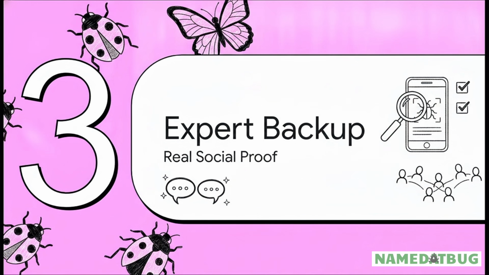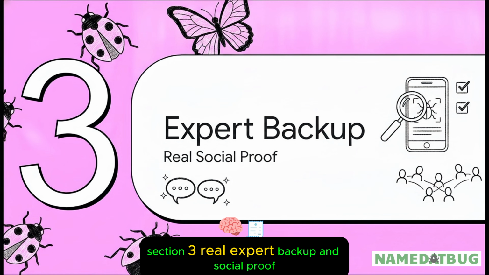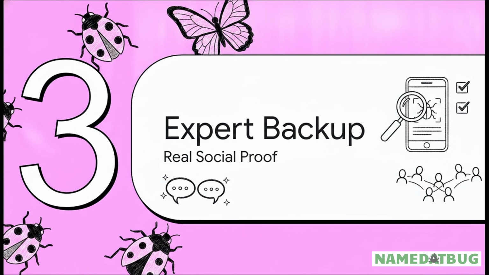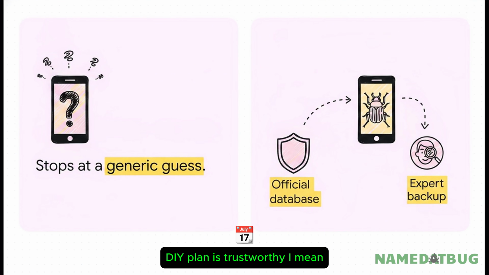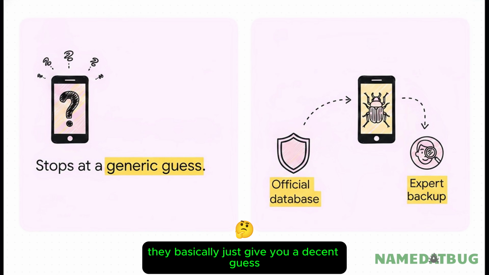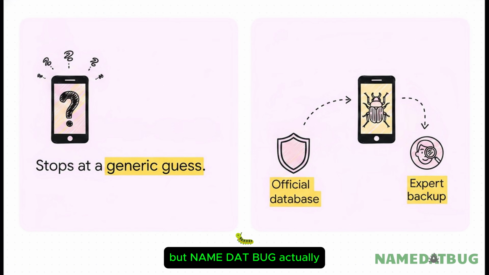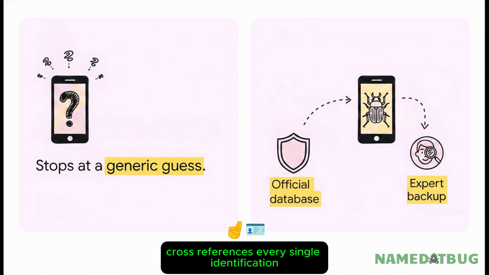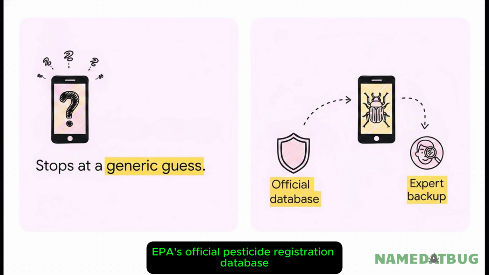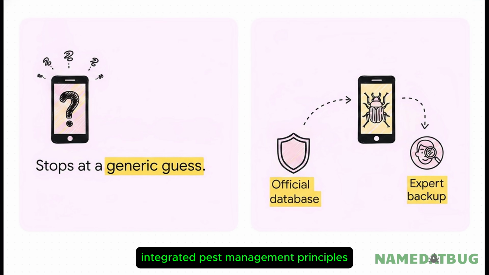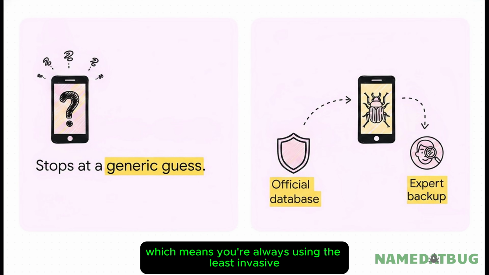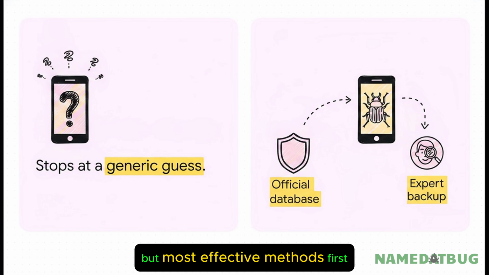Section 3. Real expert backup and social proof. So how do we actually know this specific DIY plan is trustworthy? I mean, generic bug apps usually stop at just naming the species. They basically just give you a decent guess. But NameDatBug actually cross-references every single identification against the US EPA's official pesticide registration database. Plus, the treatments are ranked using integrated pest management principles, which means you're always using the least invasive but most effective methods first.